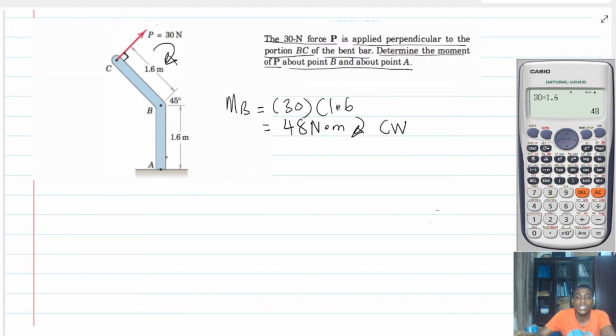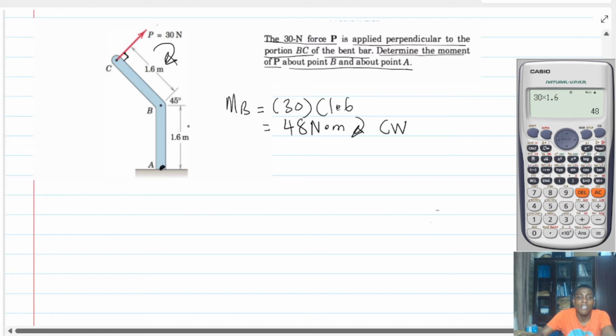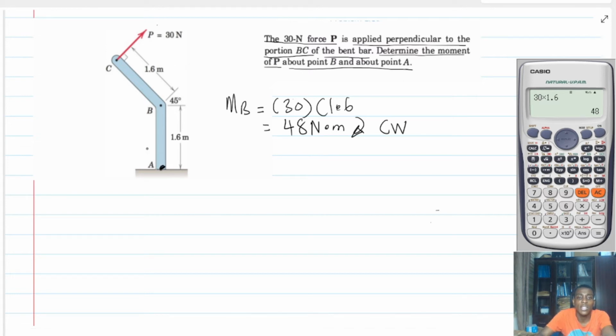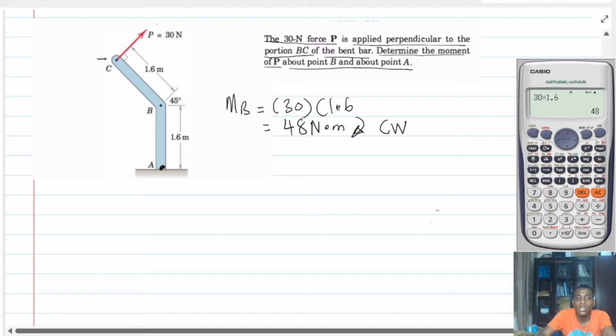But let's look at point A here. How can I find the moment of this force about point A? So I will apply the principle of transmissibility and then the principle of moment. What I will do is that, first of all, let's try to draw a horizontal line here.